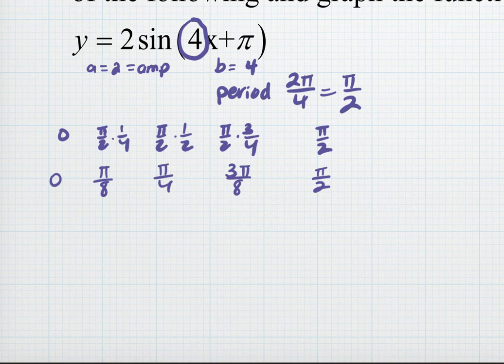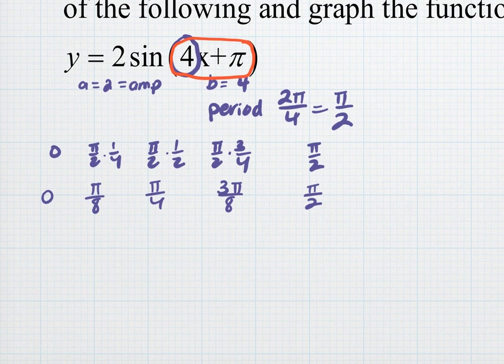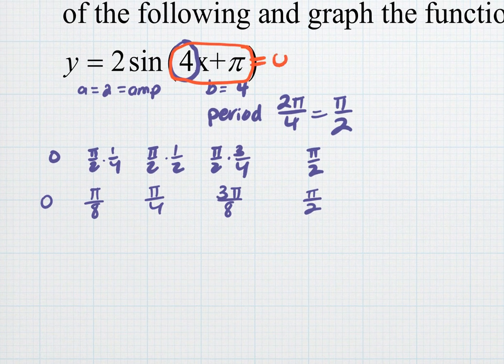Here's where it's different, right? So this time we have a phase shift. I know I have a phase shift because I'm adding or subtracting something to the x. So to figure out what that phase shift is, I can set this equal to 0 and solve for x. I'd get 4x equals negative pi, and x equals negative pi over 4. Now, it should make sense because if it's positive in the initial thing, it's going to shift it left.